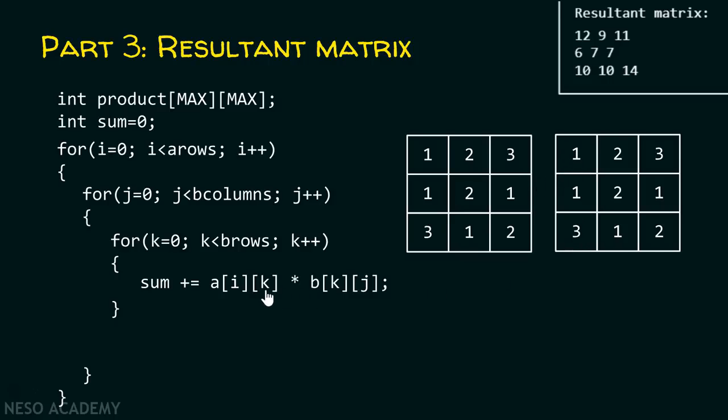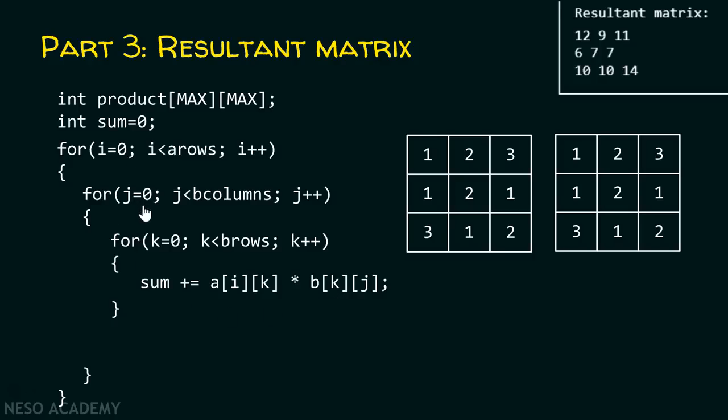Initially, we are in the first row of matrix A and first column of matrix B. Here we are taking the k because we have to traverse the columns of this row one by one, and simultaneously we have to traverse the rows of this matrix one by one. For matrix B, we are taking k over here, right? Now let's see how it actually works.